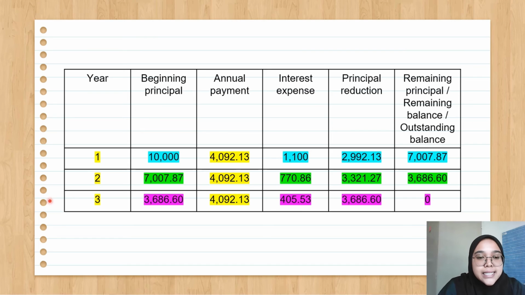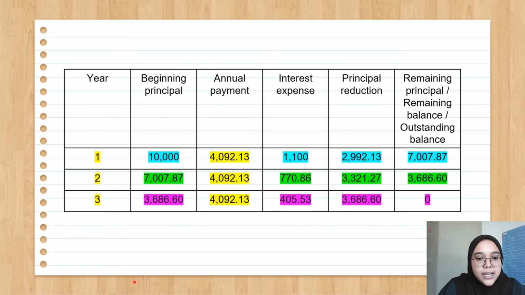Okay, this is the amortization schedule based on the question in the previous slide. First we put the year based on the question. It said 3 years, so we put year 1, 2, 3, and then we also put the annual payment that we found on the previous slide, which is $4,092.13. This annual payment is the same amount each year.